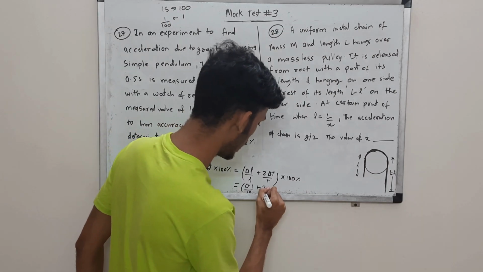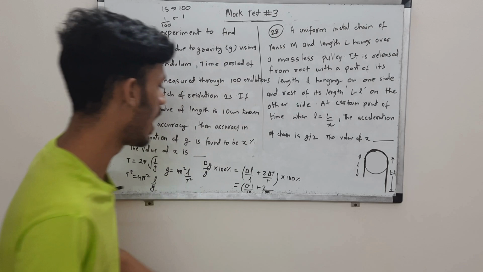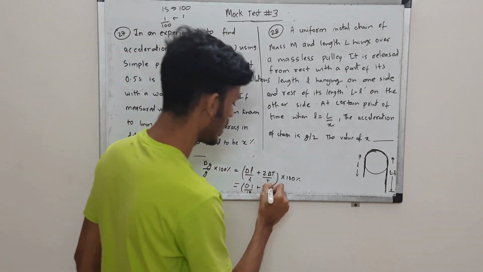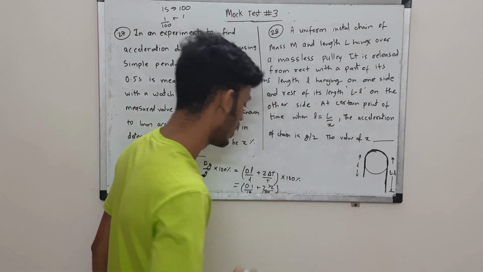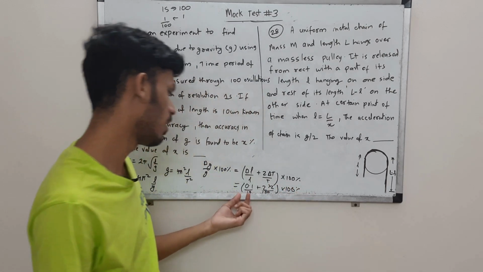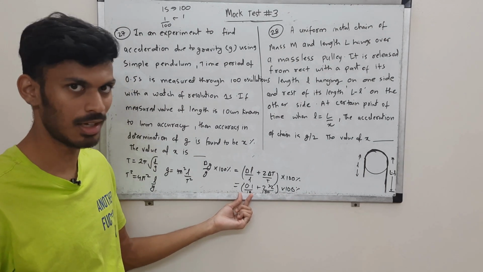So delta T is 1 by 100 and T is 0.5, right? 0.5 in the denominator, you can write it as 2 in the numerator, okay. So that is in 100%. So if you see, this is nothing but 0.01, right?